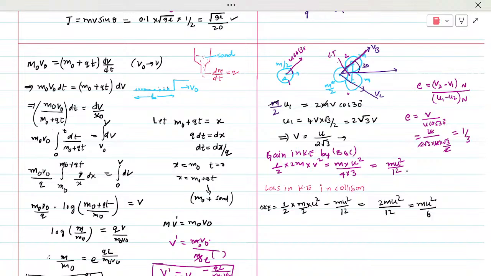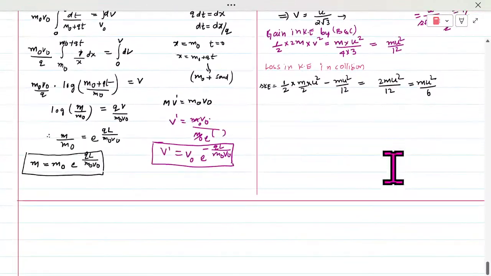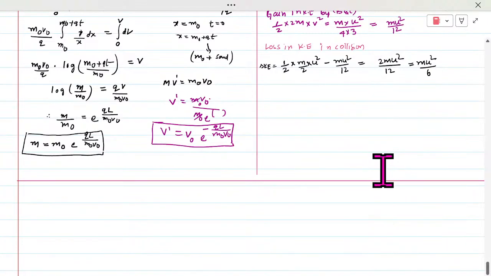Mu square by 12 is the gain or loss in the kinetic energy of the first body, or the gain of kinetic energy by the B and C balls or spheres or bodies. So we need to understand clearly what the question is asking, then only the answers will come correct. In the options they will give mu square by 12, mu square by 6 and mu square by 4, something like that. So there we have to take care what the question is asking clearly.